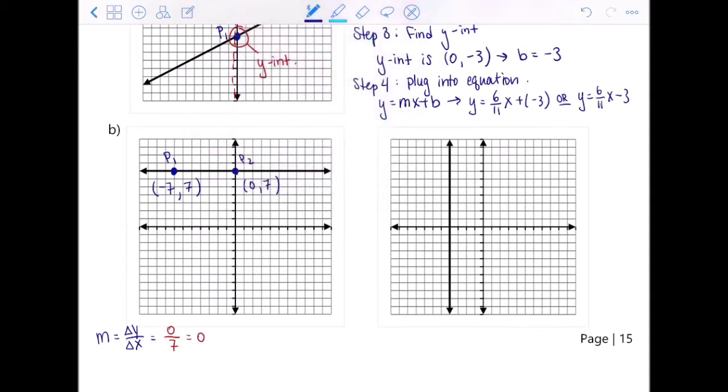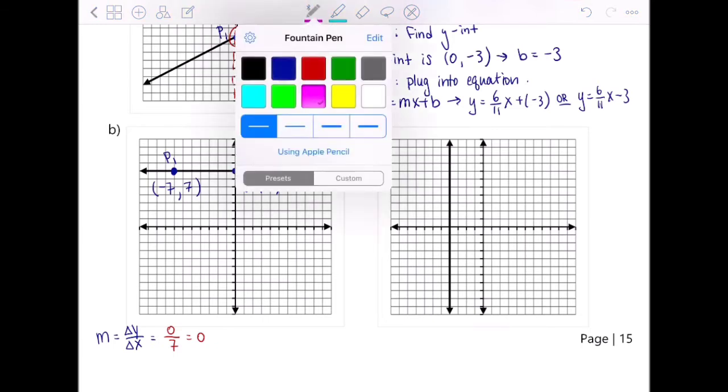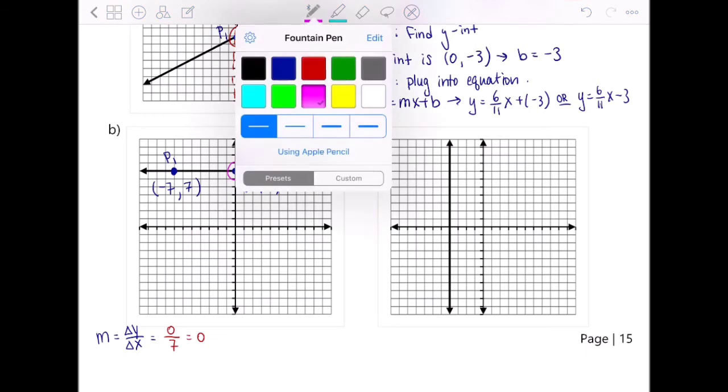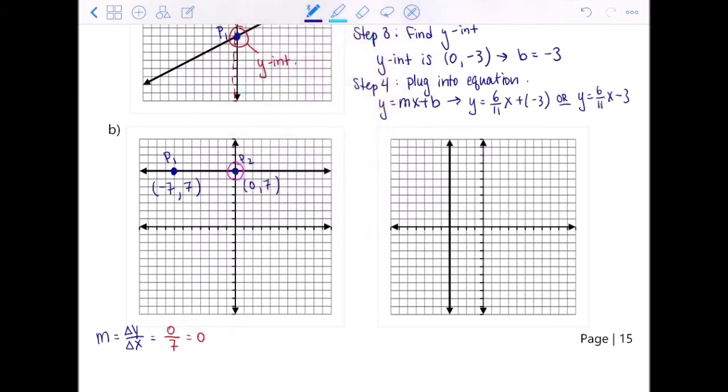Next thing to consider is the y-intercept. The y-intercept is the point on a line that crosses the y-axis, which happens to be P2. So the y-intercept happens at (0, 7). Therefore, b equals 7.